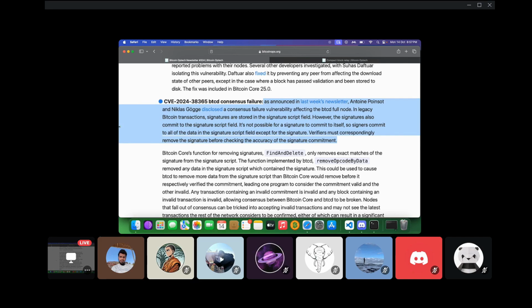Bitcoin Core's function for removing signatures, find and delete, only removes exact matches of the signature from the signature script. So there is a function in Bitcoin Core, find and delete. What does it do? It finds the signature in a transaction from the script sig field and removes that signature. And once the transaction is stripped of that signature, then it validates the transaction. But the catch here is that Bitcoin Core will only strip the signature by an exact match.